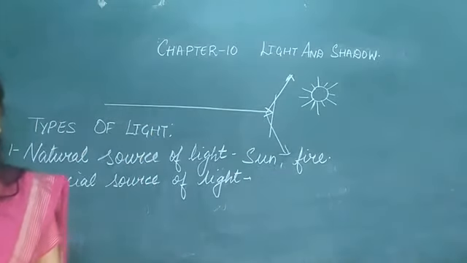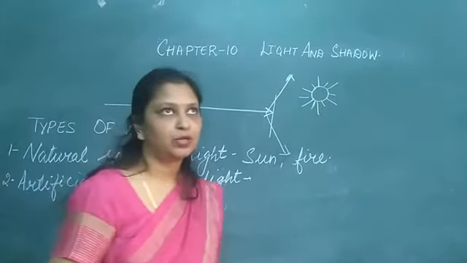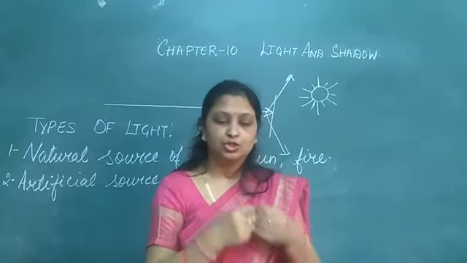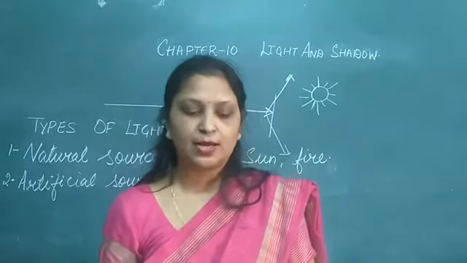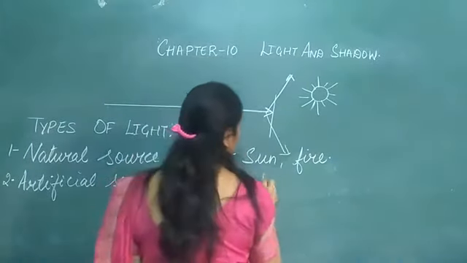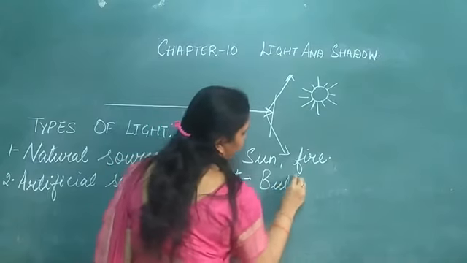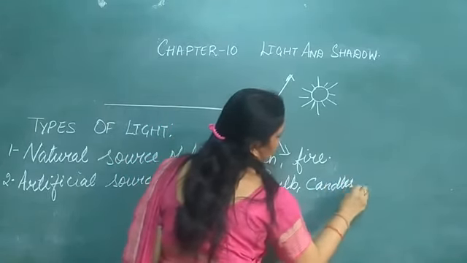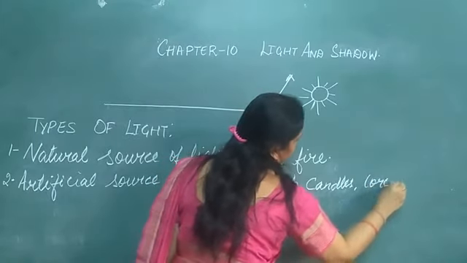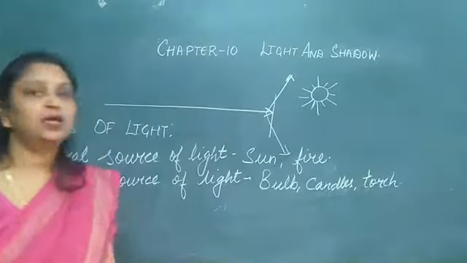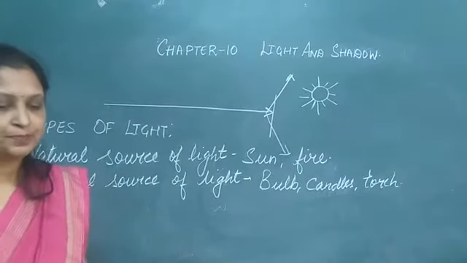Artificial sources of light are candles, torch, matchsticks, and tube light, bulb. These all are the artificial sources of light. I can write an example as bulb, candles, torch. These all are the artificial sources of light.